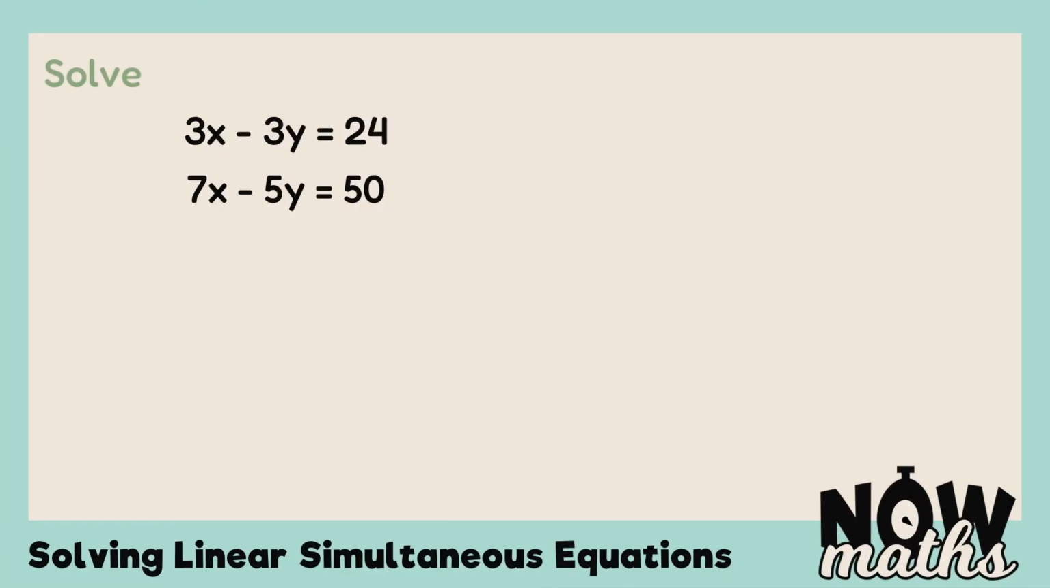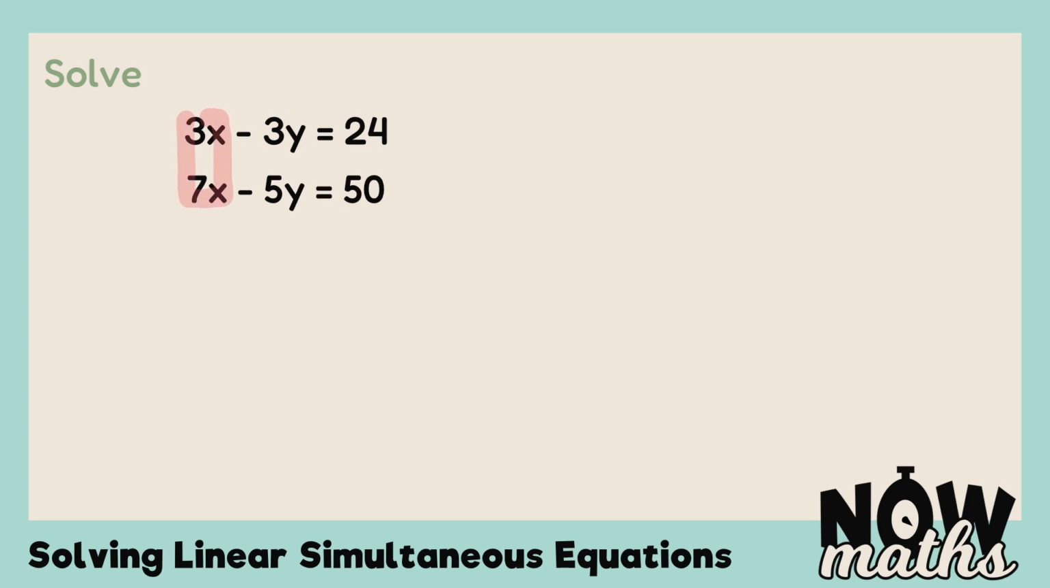Now for our final example in this video, we have another similar question. So looking at the coefficients of x, 3 is not a factor of 7, and the coefficients of y, 3 is also not a factor of 5. So we're going to look at the lowest common multiples first.